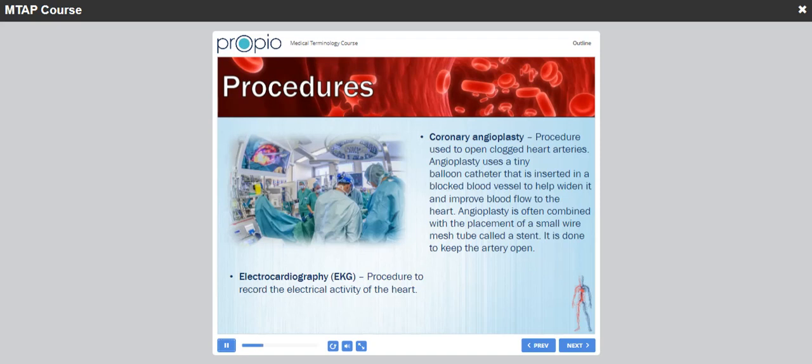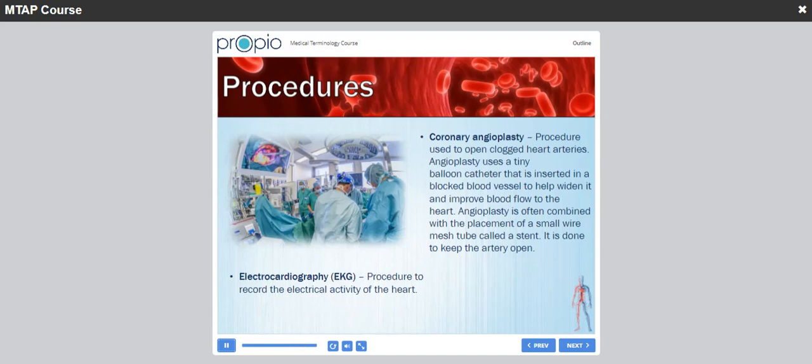Electrocardiography, EKG, is the procedure to record the electrical activity of the heart. Echocardiography, or cardiac ultrasound. It's used to check how your heart chambers and valves are pumping blood through the heart. Holter monitor. It's a device that monitors the EKG for 24 to 48 hours.